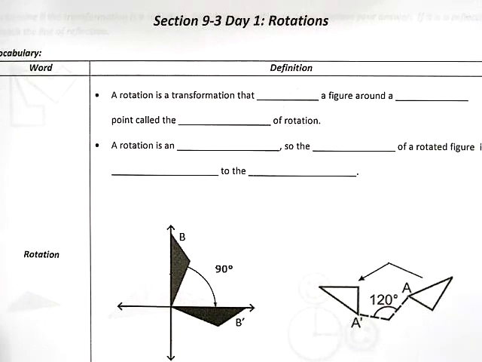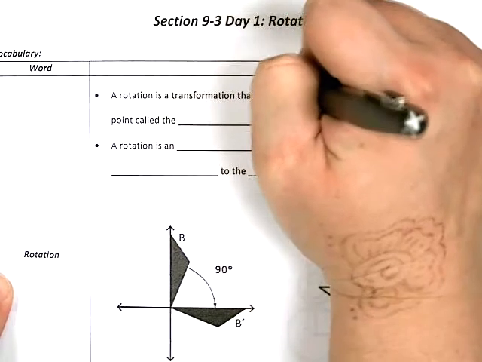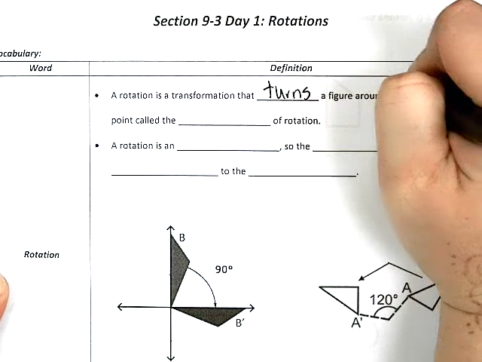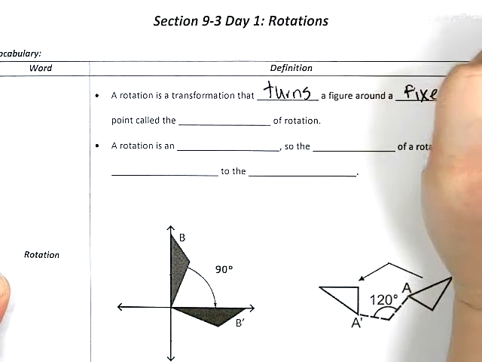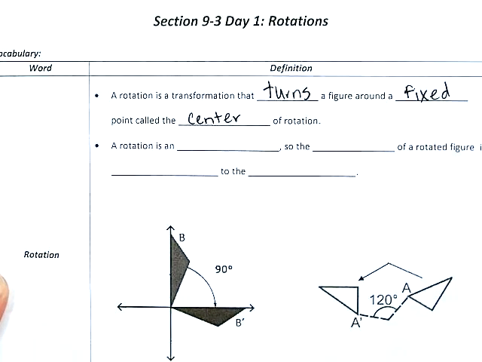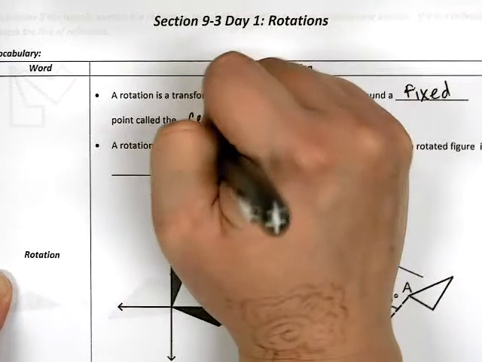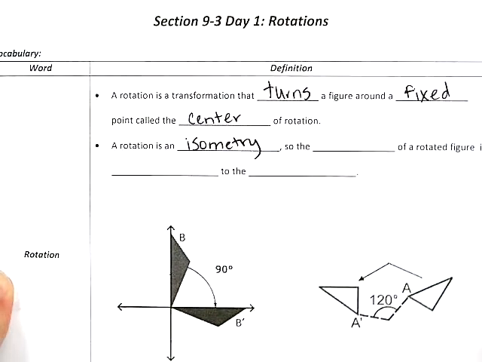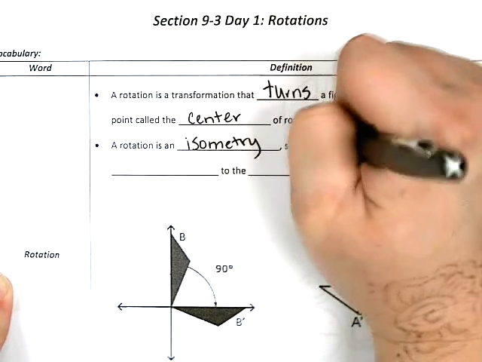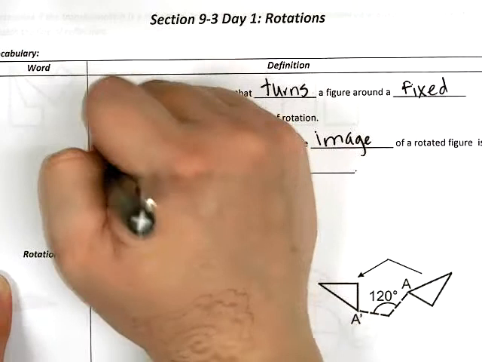All right, so let's first talk about what a rotation is. A rotation is a transformation that turns a figure around a fixed point called the center of rotation. So when we talk about a rotation, we're going to talk about turning it. A rotation is an isometry. So that means that the image of the rotated figure is congruent to the pre-image.